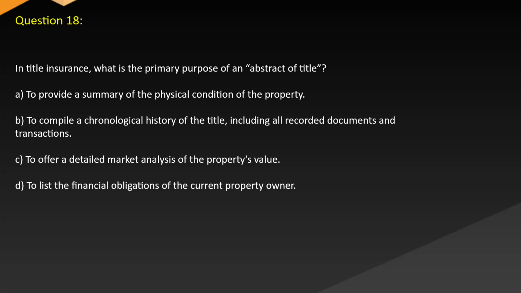Question 18. In title insurance, what is the primary purpose of an abstract of title? A. To provide a summary of the physical condition of the property. B. To compile a chronological history of the title, including all recorded documents and transactions. C. To offer a detailed market analysis of the property's value. D. To list the financial obligations of the current property owner.